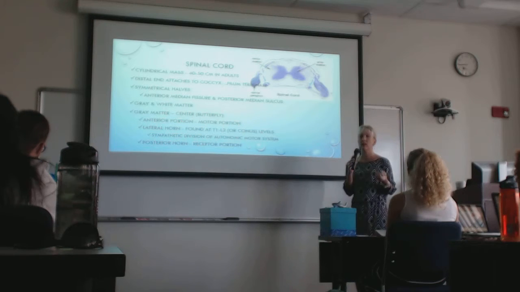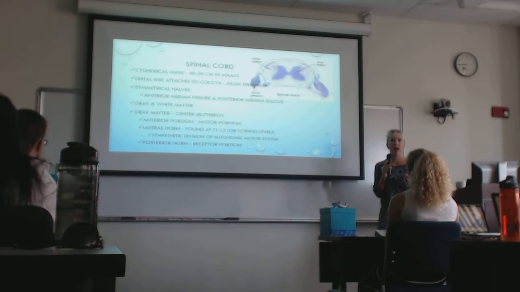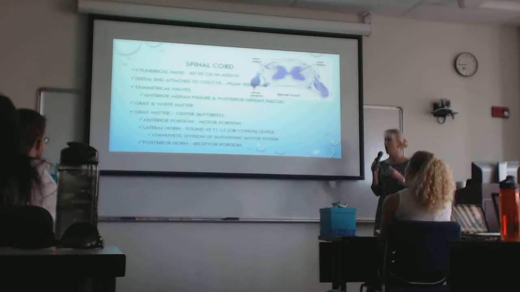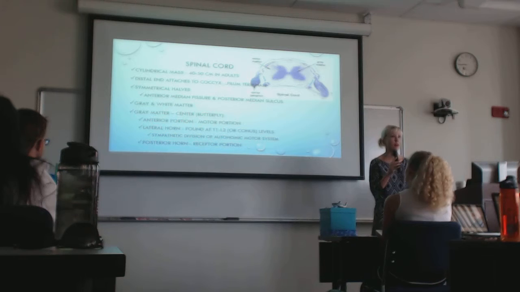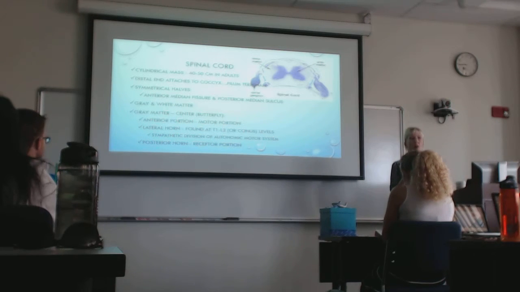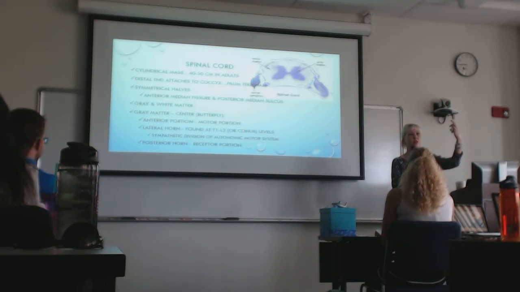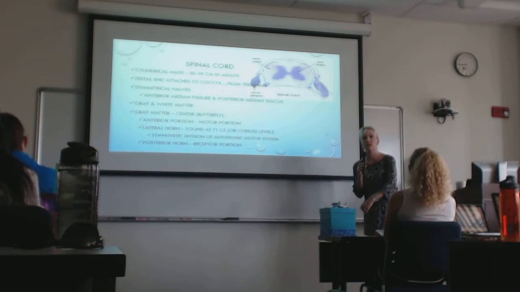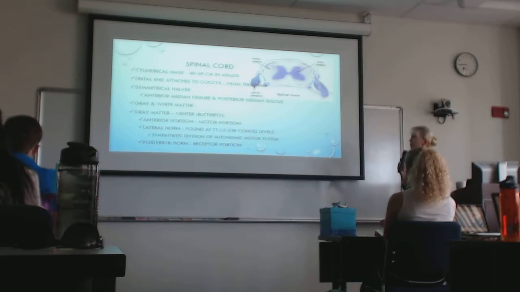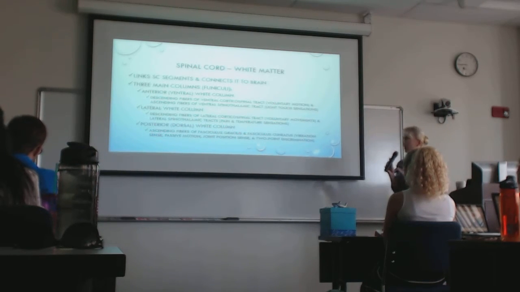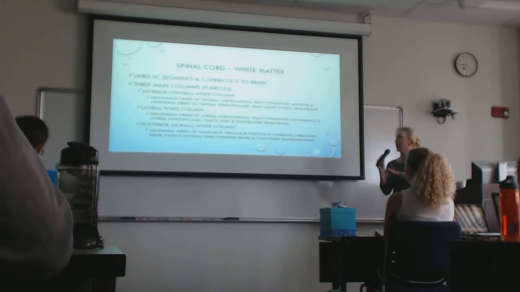So it's wherever essentially the conus medullaris is where you have the end of your lateral horn. And your lateral horns are those autonomic motor functions. Whereas our posterior horn is that receptor portion, right? So that's our input that's going to go all the way up to the thalamus and then go to the somatosensory cortex so that we can then transmit down our motor function. So the white matter links the spinal cord segments and connects them up to the brain.